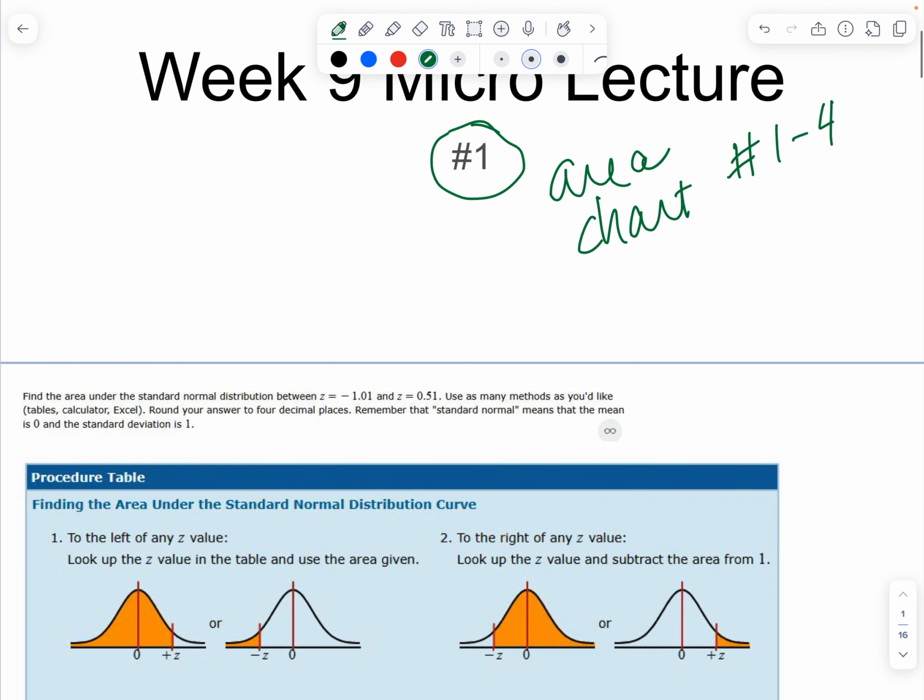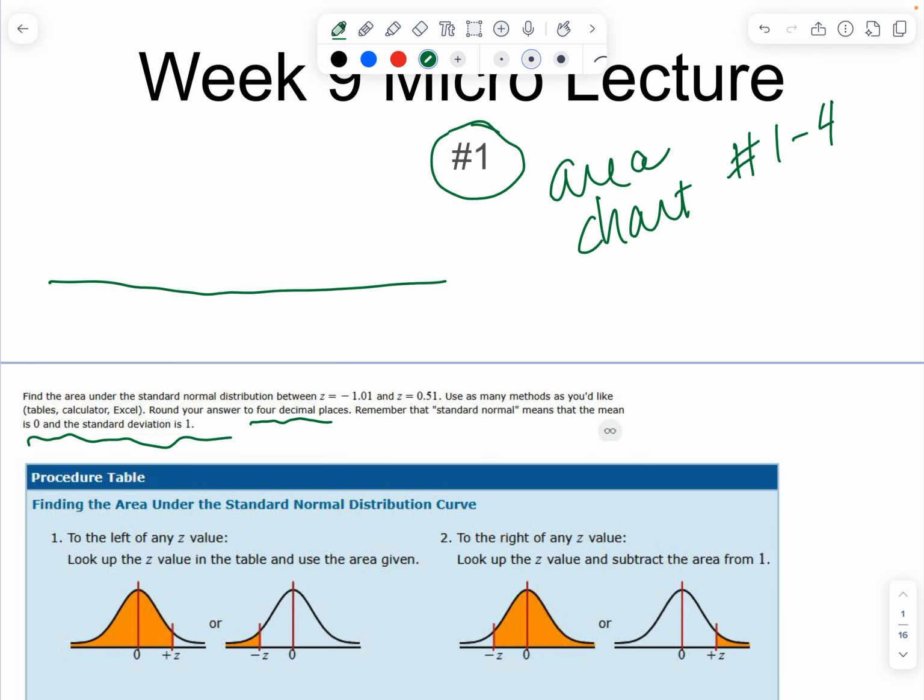Okay, so here's the question. Find the area under the standard normal distribution between z of negative 1.01 and z is 0.51. Use as many methods as you'd like, tables, calculator, Excel, round your answer to 4 decimal places. Remember that standard normal means that the mean is 0 and the standard deviation is 1.